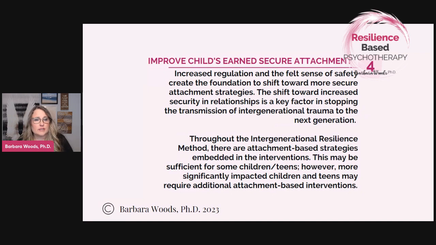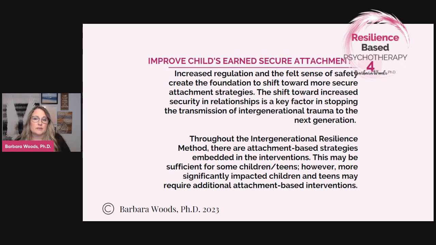So then the fourth step is to improve the child's earned secure attachment. When there's better regulation and that felt sense of safety, it creates the foundation to shift towards more secure attachment strategies, so they can withstand being separated from the parent and coming back together without withdrawing, attacking, avoiding. So it's really important for that secure attachment to have that felt sense of safety and better regulation.